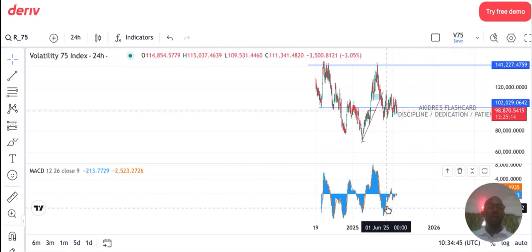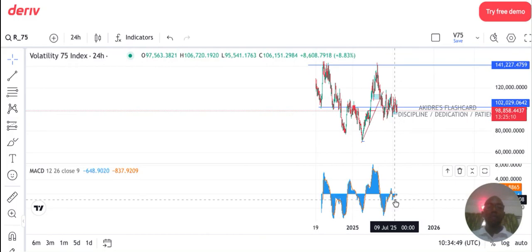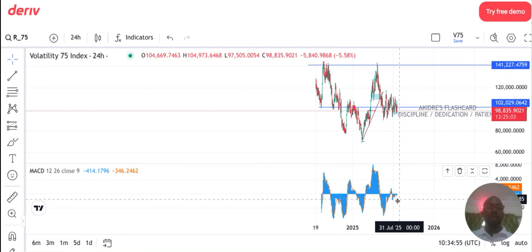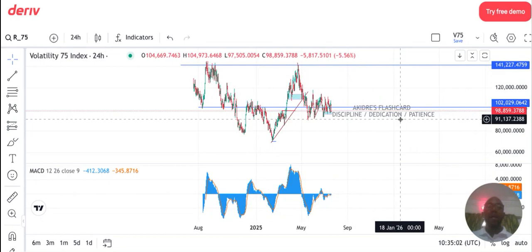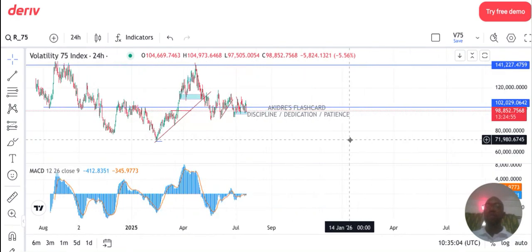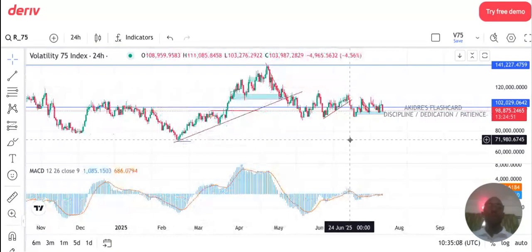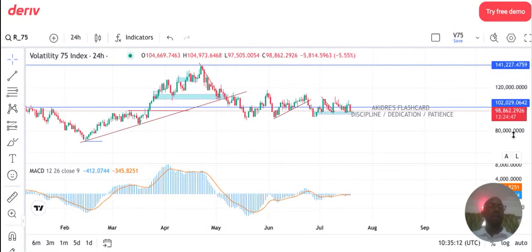You can see here the market is buying. MACD, we can see that here there is a convergence, so we are looking for buys. On the 24-hour time frame, what are we seeing? The market is selling, but this is a demand zone. There is another block there.